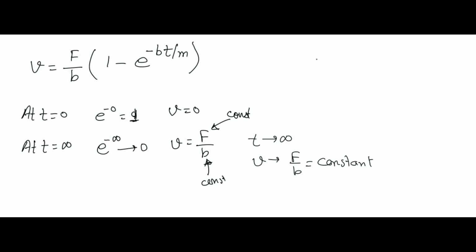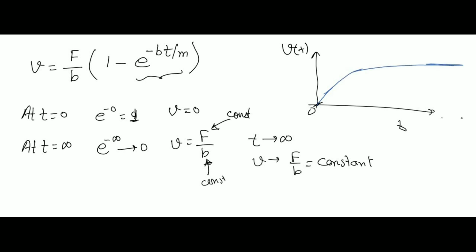So let us draw this velocity versus time. If it is velocity as a function of time, at t is equal to 0, the velocity of the particle is 0. And it will increase with time. As time increases, this exponential part goes on decreasing and the velocity will increase, and after some time it will become constant. So suppose this is infinity, this velocity here is constant. So this is a graph of velocity versus time.